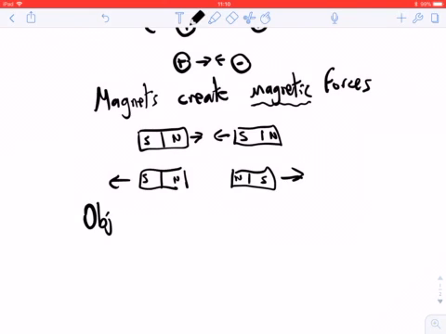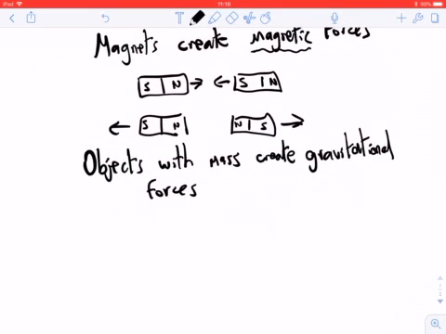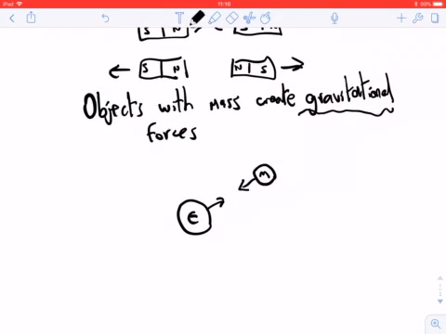Objects with mass create gravitational forces. So, for example, if I put the Earth in space with the Moon orbiting around it, then there's a force of attraction. The Moon is attracted towards the Earth. The Earth is actually also attracted towards the Moon. Any object with mass sets up a gravitational field around that object, and other objects placed in that field will experience a gravitational force.